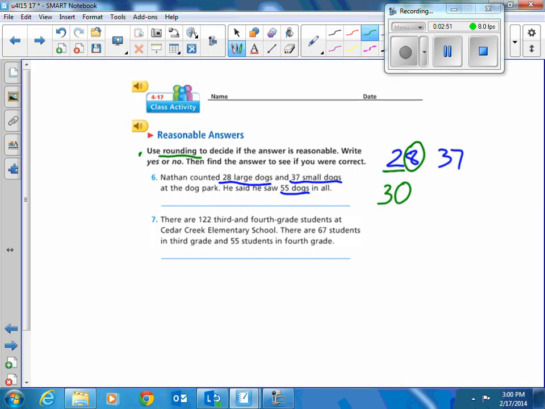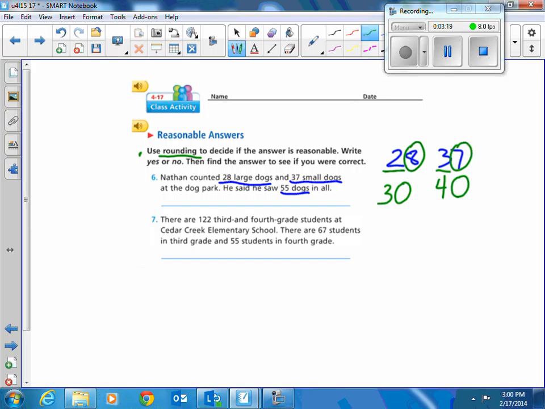Let's do the 37. So I underline my tens place, circle my ones place. Does my 7 tell me to round up, or does it tell me to stay the same? Well, 7 is higher than 5, so I round up. So my 3 is going to change to a 4. Very good. And then I just put my 0 because rounding means that I have a 0 at the end, right? So now I have 30 and 40.